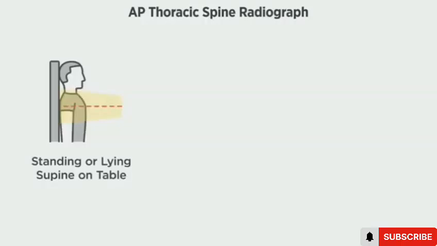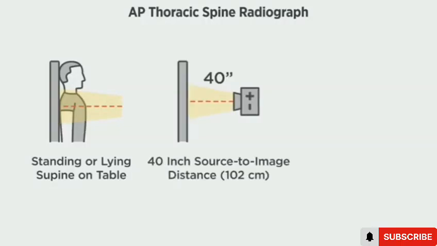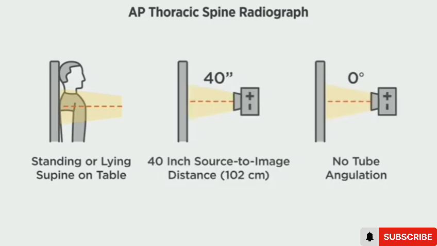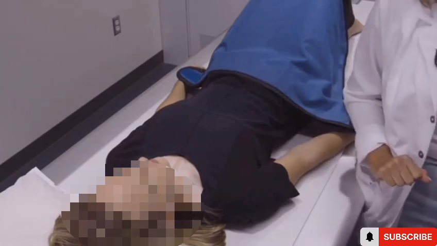The AP thoracic spine should be performed with the patient standing at the upright bucky or lying on the table with a 40-inch source to image distance. I'm going to place a right marker here on the right side of her body. I'm going to ask that she holds very still, and then the exposure is made.